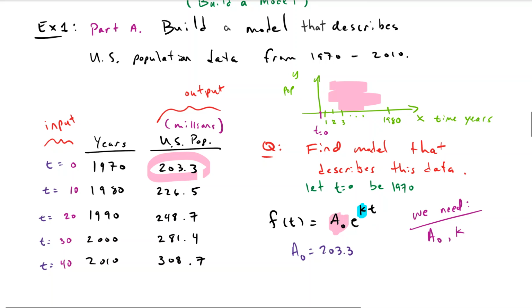So we just found A0. Again, A0 kind of looks like an Easter egg. A0 is just the data point at time t equals 0. So at t equals 0, what is our population size? 203.3 million. So now, how do we find K?